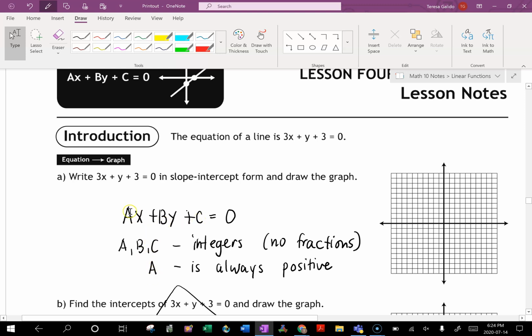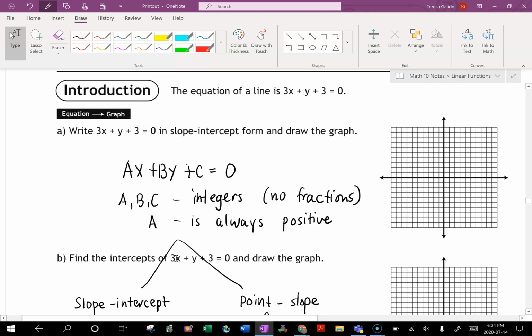And we want to make a, which is the number beside x, always positive. So general form is just another form of a line where we write it as a notation that has specific characteristics, which is in this case all of these characteristics that I have mentioned.